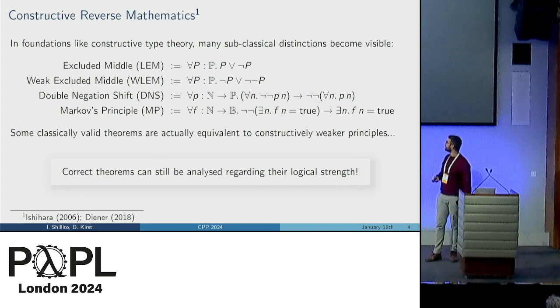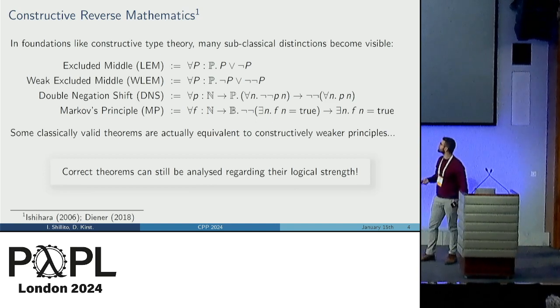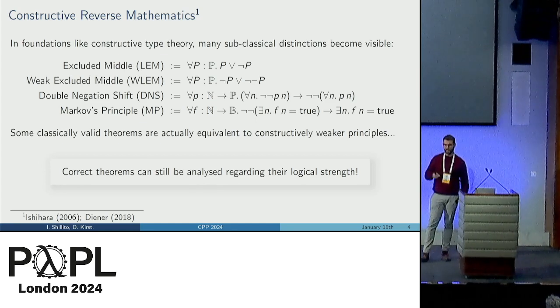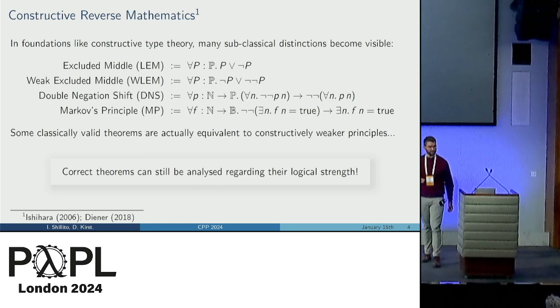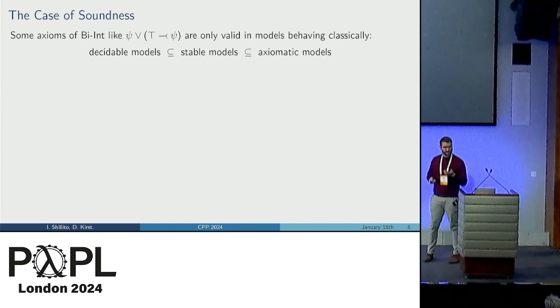And that's the idea of constructive reverse mathematics, which doesn't only tell you something about the logical strength of the theorems you look at, but also about the computational content. Because, for instance, some of these principles, like double negation shift or Markov's principle, do have a very natural computational interpretation. So if you show that some theorem is equivalent to one of those, you also have a natural computational interpretation of that theorem.